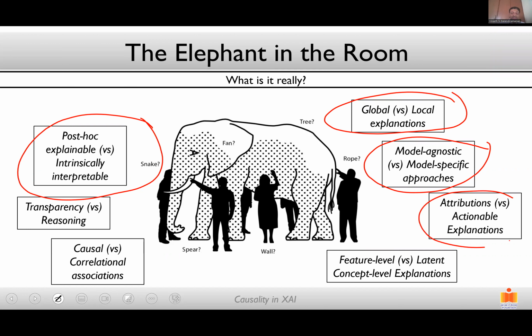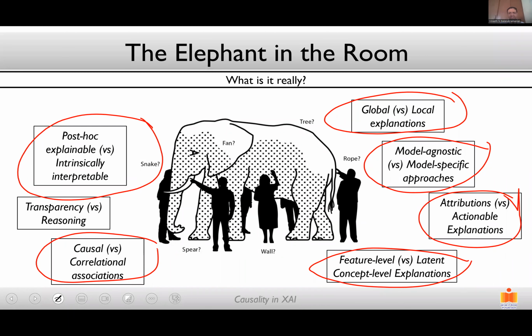And whether you have explanations to be actionable or not actionable, whether you have it at a feature level or a concept level, and the focus of today's talk, which is whether explanations are correlational or causal. Right? So I'll talk a bit more about this as we go forward. As you can see, each is right in its own way, which is perhaps the reason why we're still like blind people groping around an elephant to try to find out what this really means.